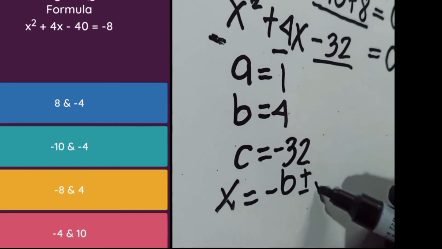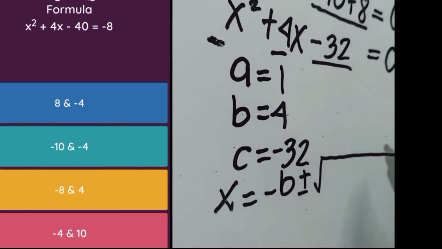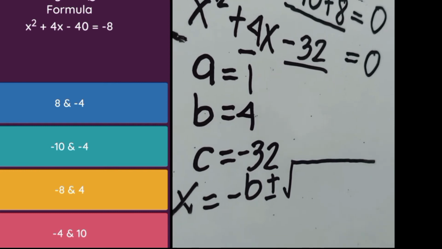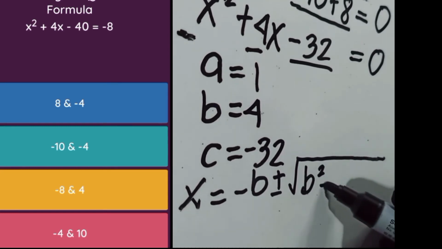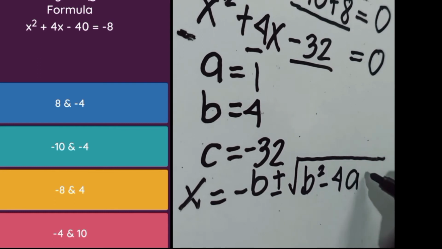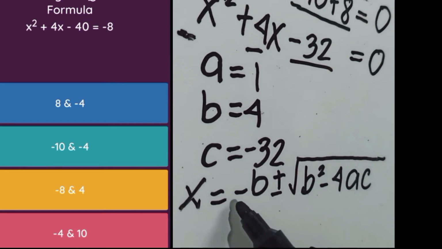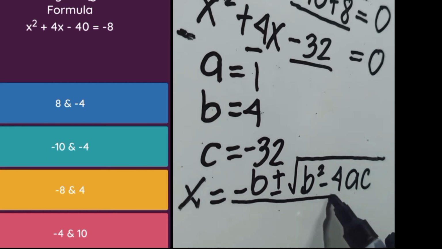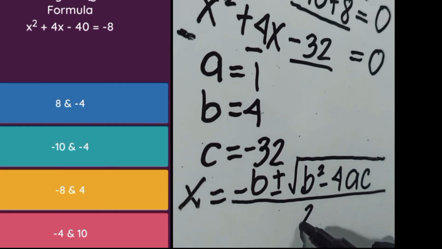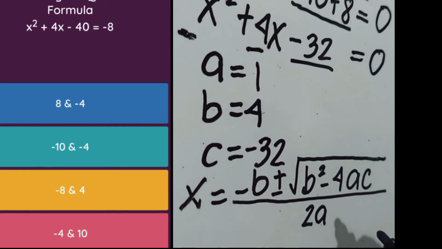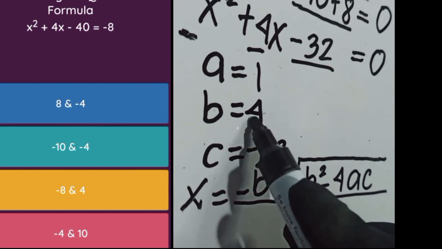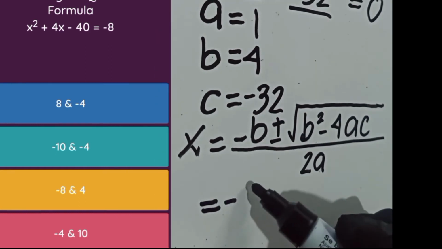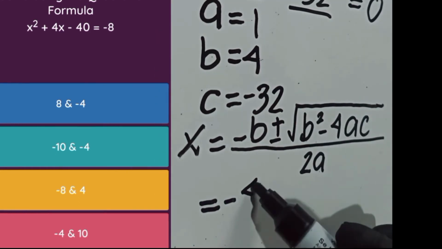So we write down our quadratic formula. x equals negative b plus or minus the square root of b squared minus 4ac, all divided by 2a. Remember, the fraction bar should be in between the equal sign. So align the equal sign and then substitute the values.